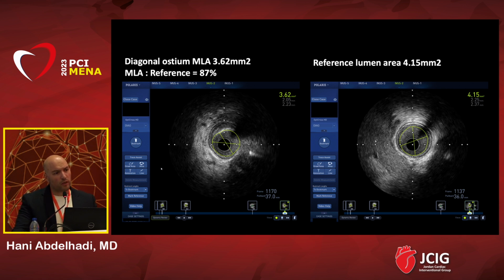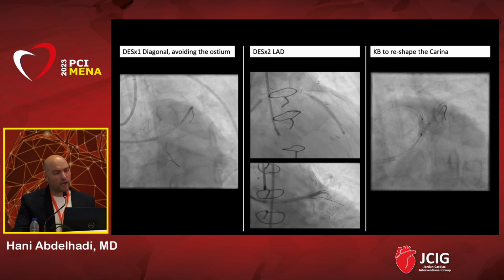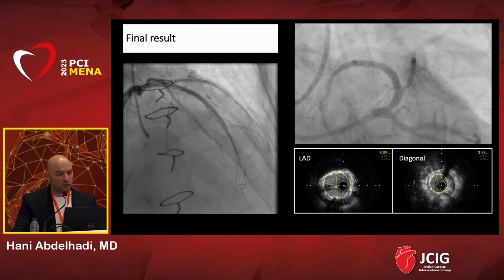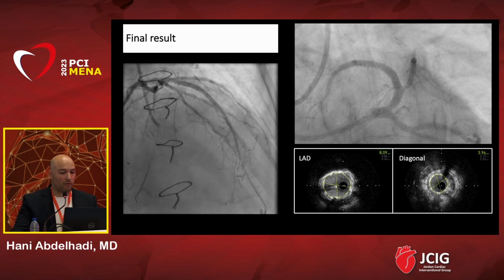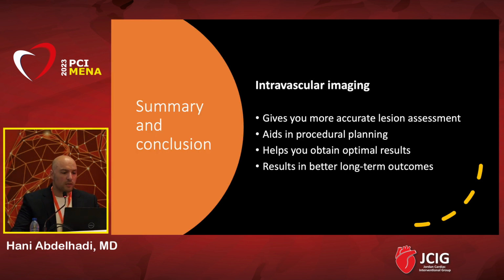So you're more comfortable here to just stent the diagonal individually, stent the LAD individually, and treat the LAD diagonal bifurcation provisionally, and that's exactly what we did. So we put one stent in the diagonal, we stayed away from the ostium, we put two stents in the LAD, we came back and did kissing balloons just to reshape the carina. And here you have an excellent result with TIMI 3 flow down the LAD and diagonal, and we've not had to stent the bifurcation. So in summary, intravascular imaging gives you more accurate lesion assessment.